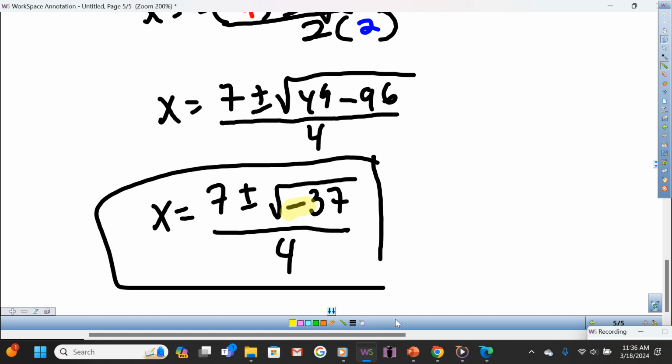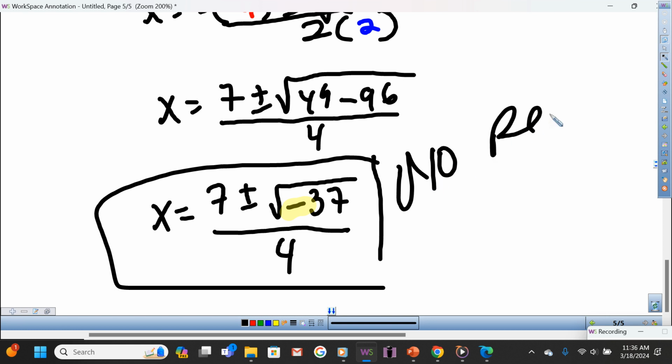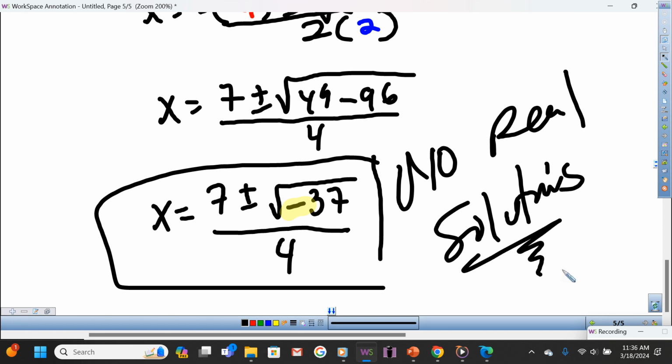Because of the negative inside of the square root. What does that mean? Imaginary. That means there are no real solutions. That is correct. All right. I'm going to stop right there, guys.